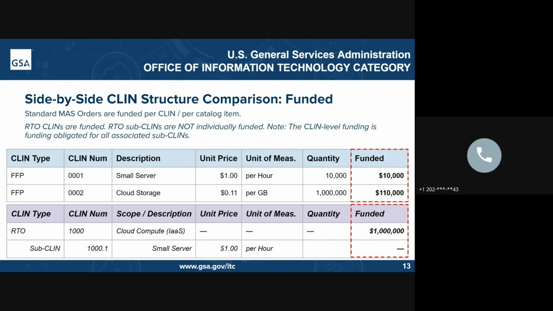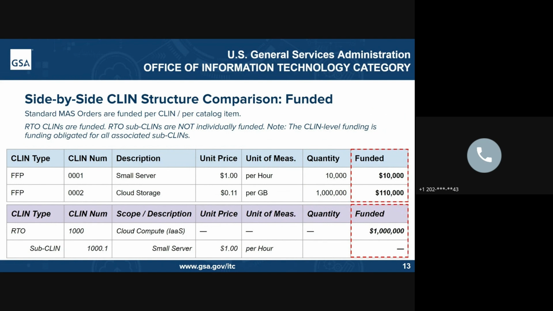Continuing to move to the right and to our last column, we have the funded column. Again, at a standard mass order level, all CLINs are fully funded and have those funds obligated on a CLIN per CLIN basis. When we move down to the requirements task order level, you'll notice that the funding is only obligated to the requirements task order CLIN, in this case, CLIN number 1000. You'll notice that at the sub-CLIN level, there is no funding obligated.